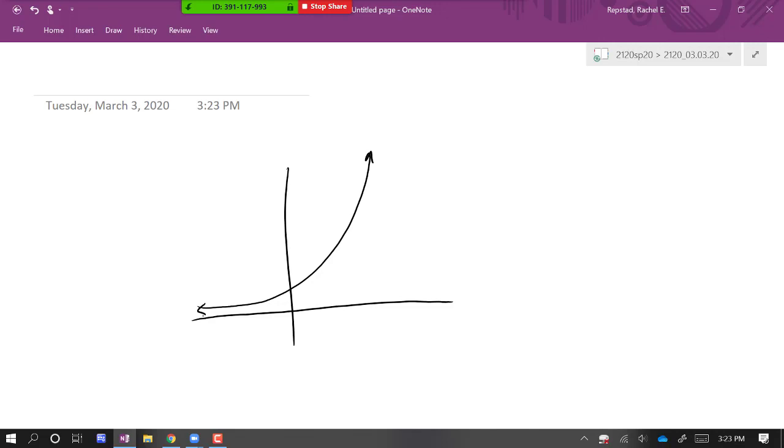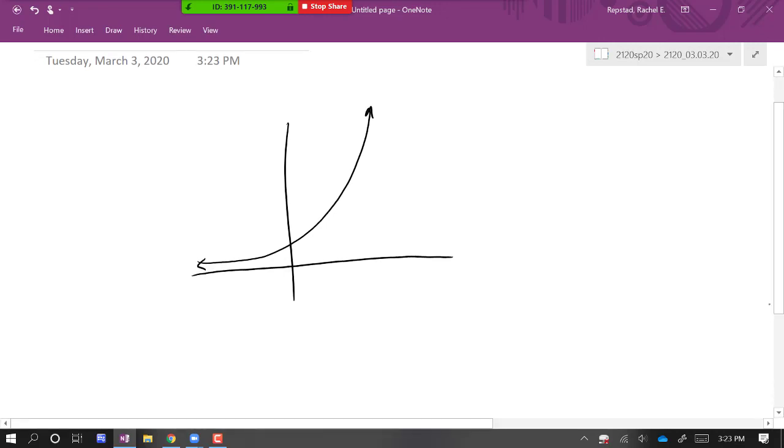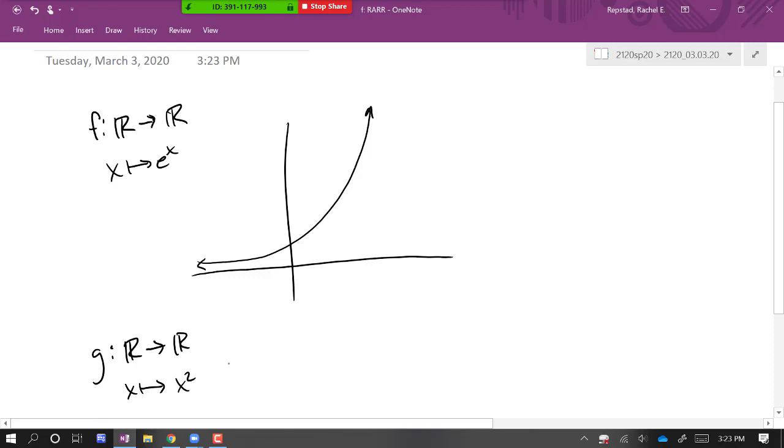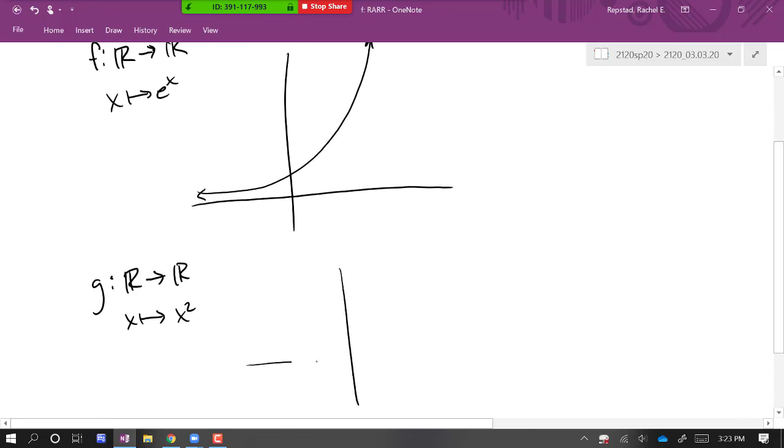So there are functions that have one but not the other. There are functions that have neither property. So for example, this was reals to reals, x goes to e to the x. We could also have our function g from reals to reals by x mapping to x squared. This has neither property, right? We've already observed that it's not injective because it definitely fails the horizontal line test, and it's not surjective because nothing maps to -1.